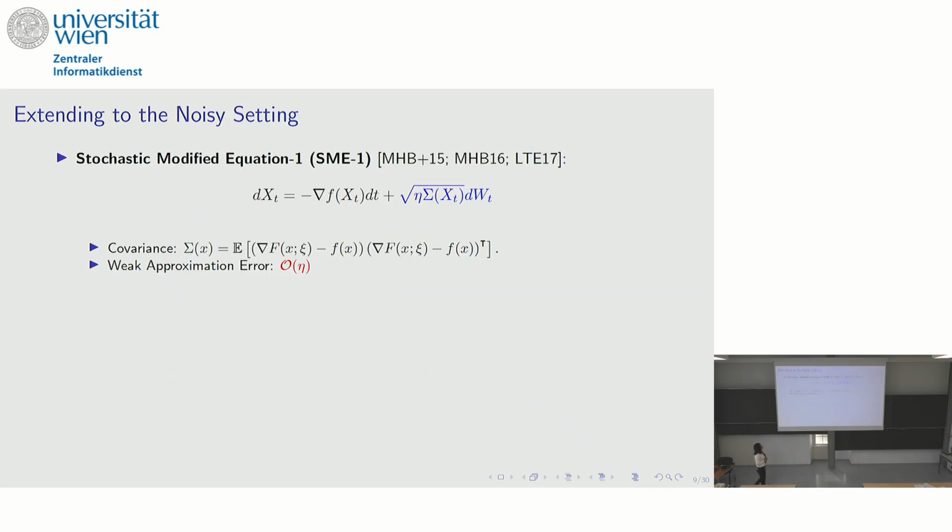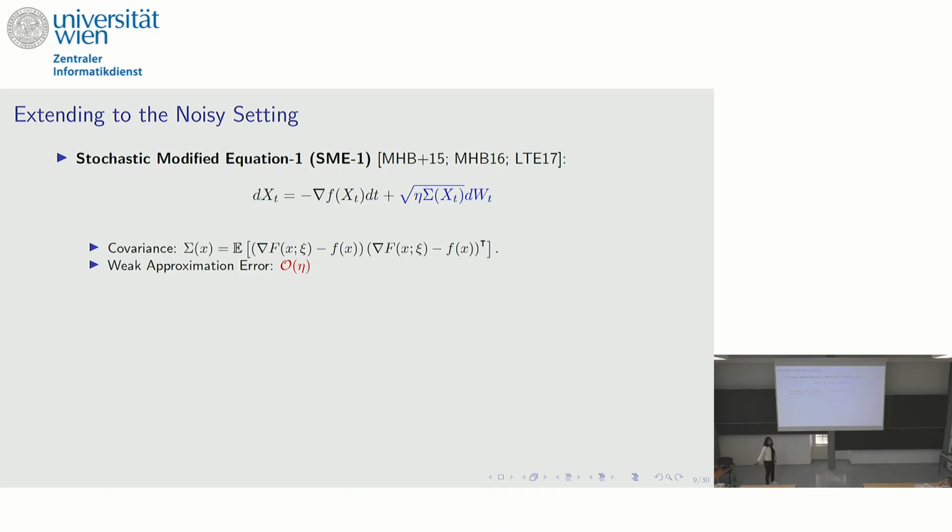So now let's move to the noisy setting. In the noisy setting, one simple idea is just to add an additional diffusion term to capture the noise evolution, where sigma corresponds to the covariance of the noise gradient. This has been studied in many works, particularly the seminal work by Li and co-authors, who showed that this SDE is a provably order 1 weak approximation for stochastic gradient descent. Following their naming fashion, we're going to call this stochastic modified equation 1, SME1.